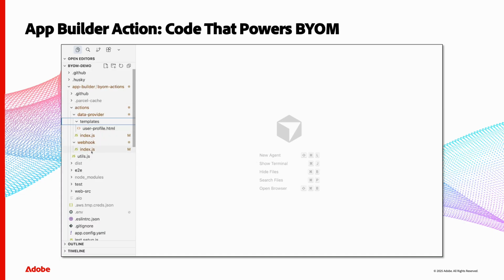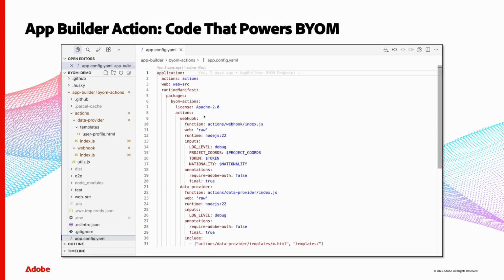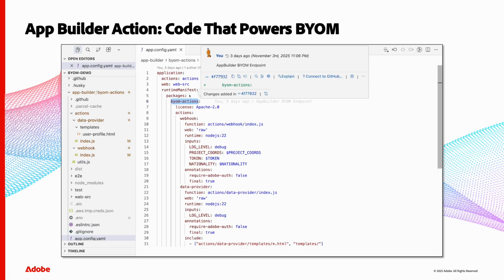All wiring here lives in one config, and that is the app config YAML. Let's quickly have a look at how this is all set up. We can see we have the App Builder actions in the actions folder. We have the web sources in the web sources folder. And for the runtime actions, we have one package defined in our case, which is the bring your own markup actions package that we can find here. And the two actions are defined here.